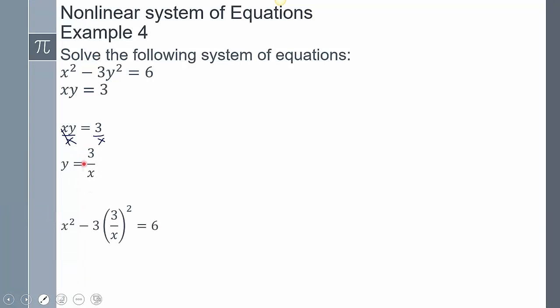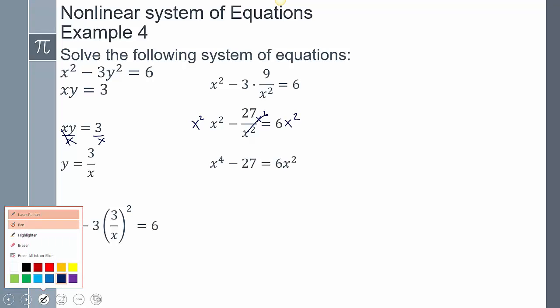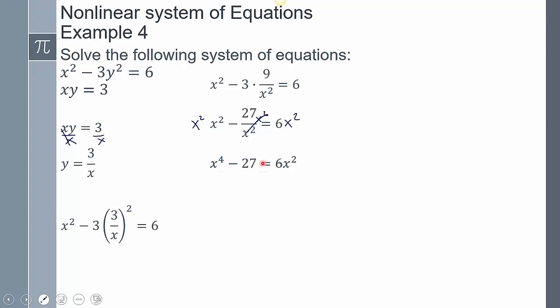So then I want to take this 3 over x and plug it back into the other equation because we're using the substitution method. That square is going to get paired with the 3. That square is going to get paired with the x. And so 3 times 9 gives me the 27. And now to get rid of everything out of the denominator, I have to multiply everything by x squared. And so that's going to give me x to the 4th minus 27 equals 6x squared.